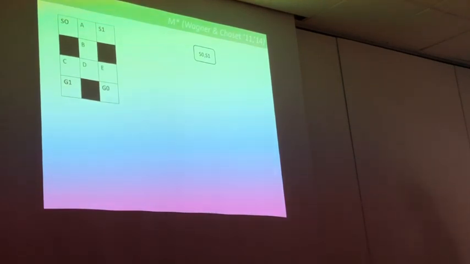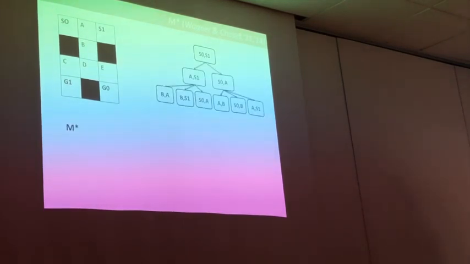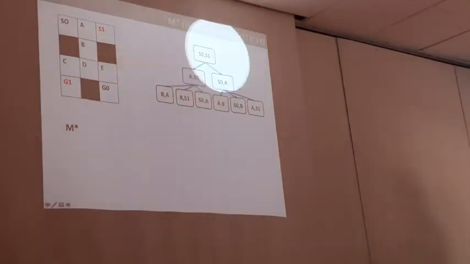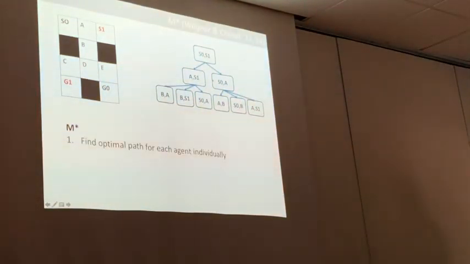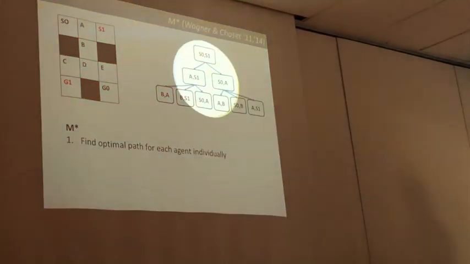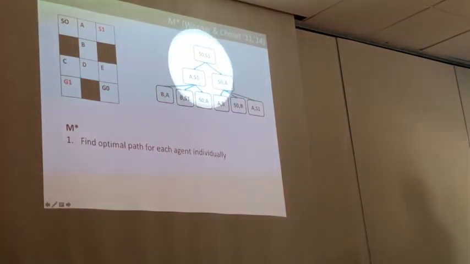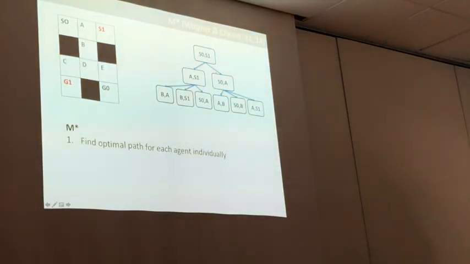How does M-star work? M-star looks at the problem, and it searches. It doesn't want to search all this large search space. It says first find the optimal path for each agent individually. Then, when you expand the root node, don't generate all its children. Generate only the children that are on the optimal path. So every agent tells you what is the optimal action for it, and you try to do it.